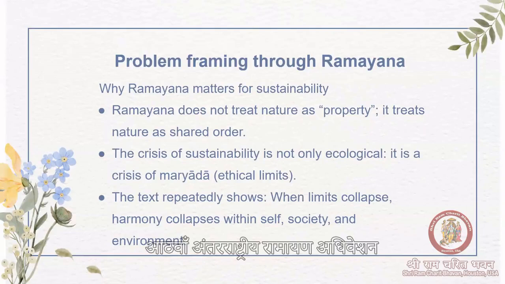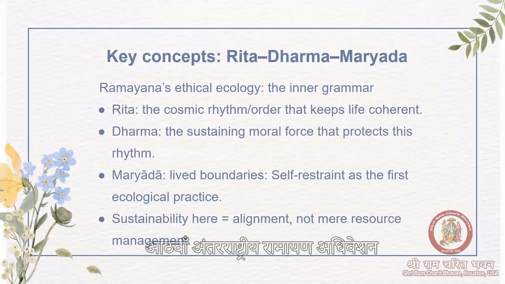The crisis of sustainability is not only ecological, it is a crisis of Maryada. The problem today is that we are not putting ethical limits on ourselves. That is a very central lesson that we can draw from Ramayana. The text repeatedly shows that when limits collapse, harmony collapses within self, society, and environment. This is the base on which my whole paper is built.